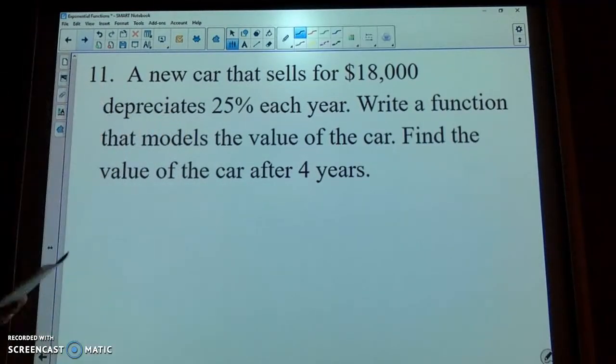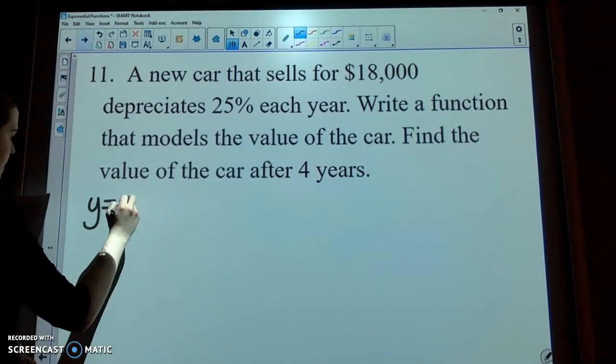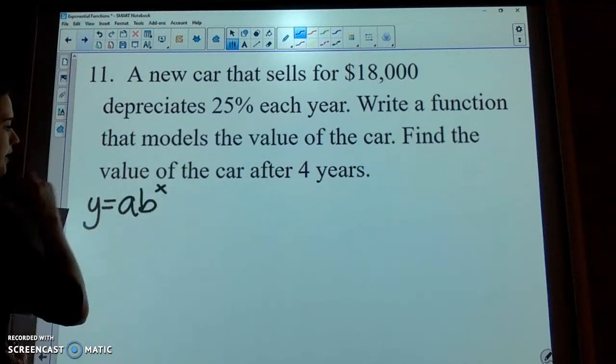So we have a new car that sells for $18,000 and depreciates 25% each year. Write a function that models the value of the car. Find the value of the car after 4 years. So we have to flip back to our first page, and we have to look at y equals a b to the x, to put it in that form.